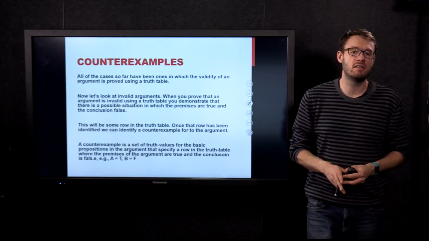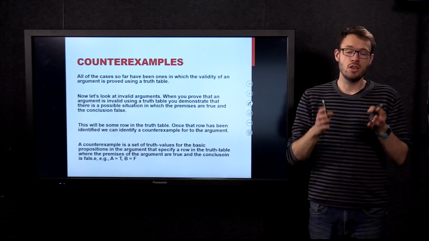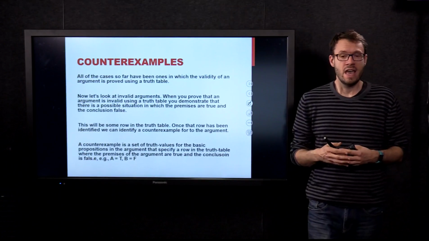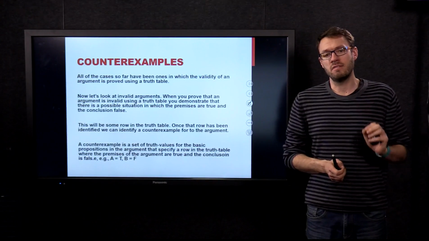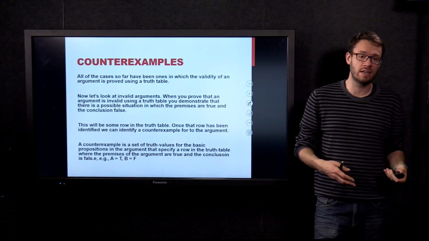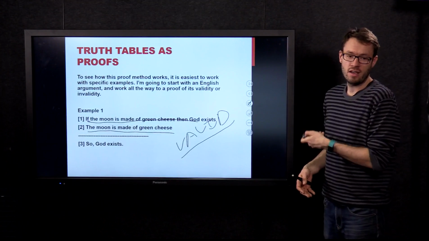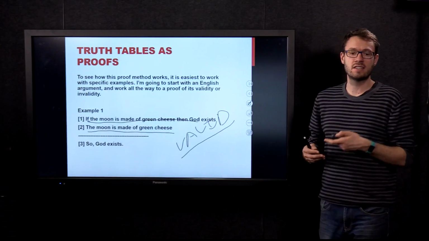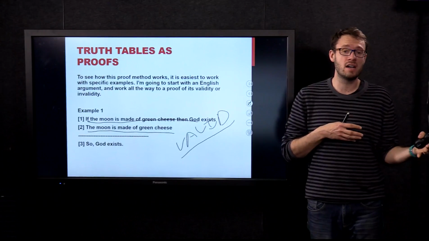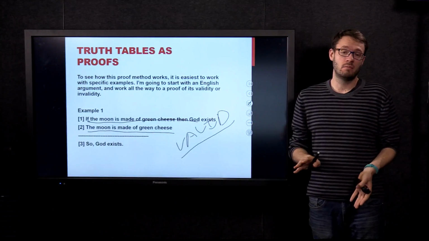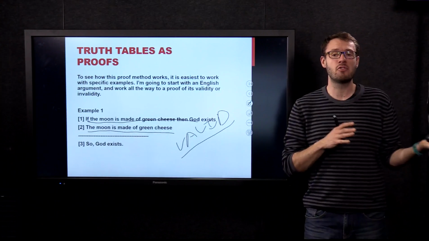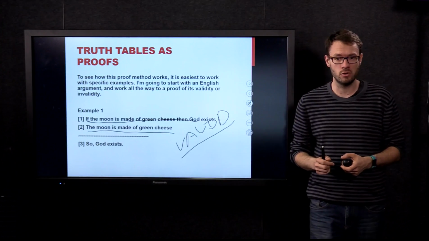Okay, so all of the cases that I've looked at so far have been cases where you've got some argument and the argument turns out to be valid and we can prove that. And notice that the arguments that turned out to be valid are arguments that we intuitively thought were good arguments from the very beginning. Each of these arguments, if the moon is made of green cheese, then God exists. The moon is made of green cheese, so God exists. There does seem to be something good about that argument. It may not be sound. It may not be the case that the premises are true, but we nonetheless get the feeling that if the premises were true, we would be forced into the conclusion.